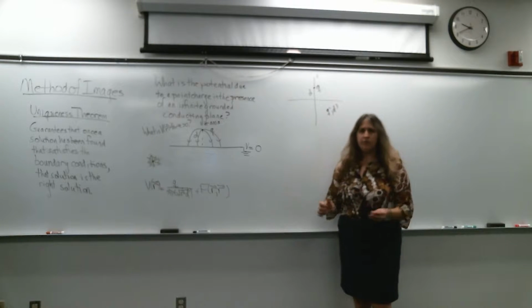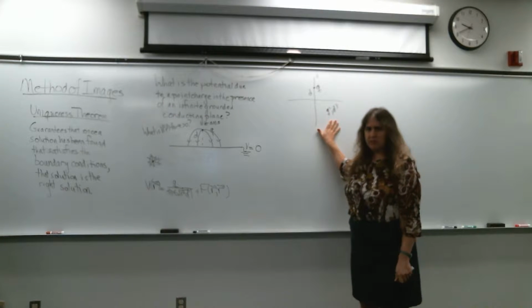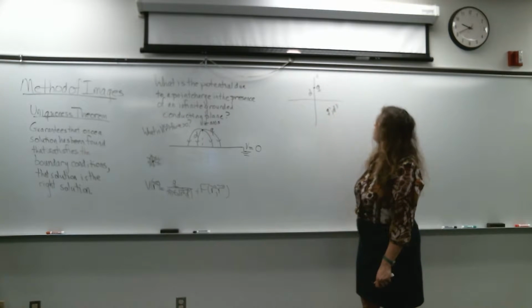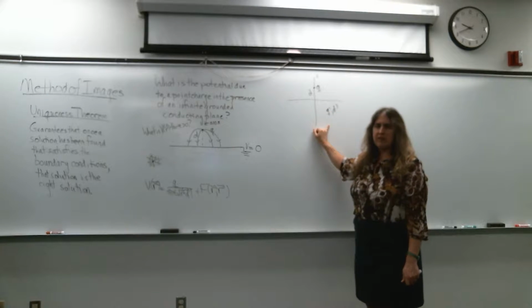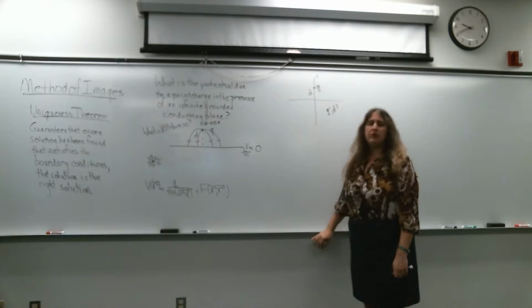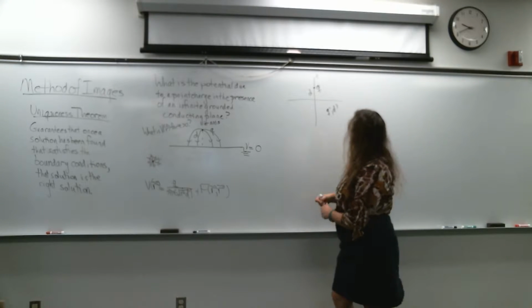Some Q prime and some D prime. Now bear in mind these are not actual charges, okay? They're image charges. But I'm going to figure out what magnitude the image charge has to have and where it has to be located as well in order that I wind up with V equals 0 here.